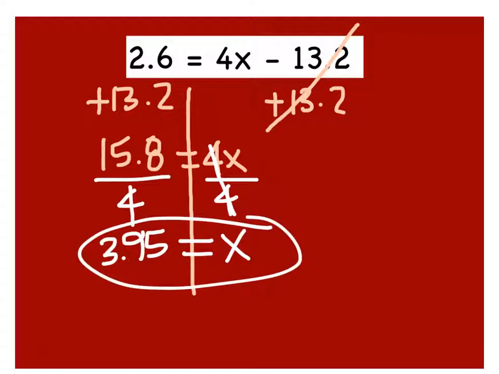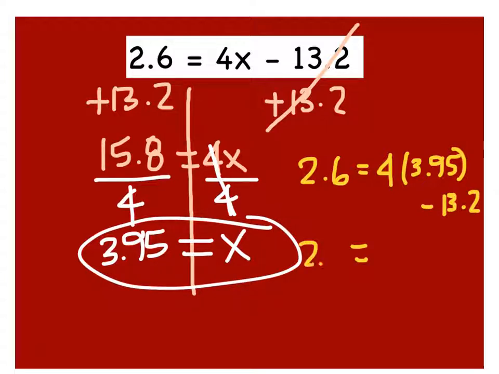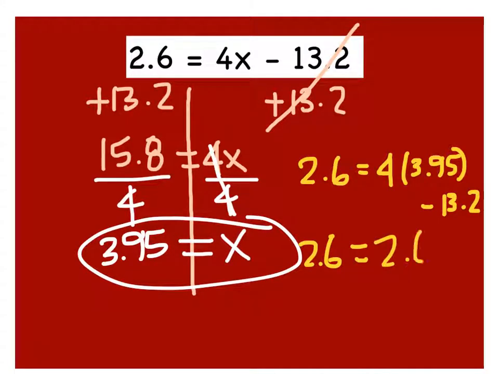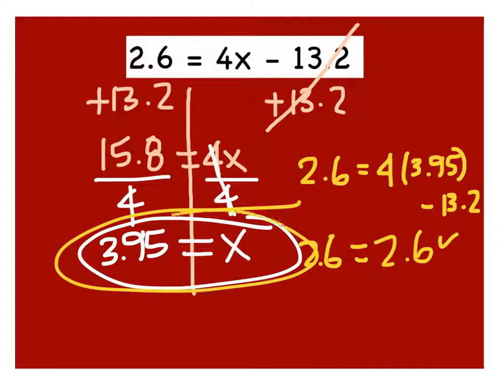Now let's do a check. I'm going to write my original equation: 2.6 equals 4 times 3.95 minus 13.2, instead of writing x. I want to see if both sides equal 2.6. So I'm going to type into my calculator 4 times 3.95 minus 13.2, and I do get 2.6. What that tells me is that both sides of the equation are equal, and this is my correct final answer.